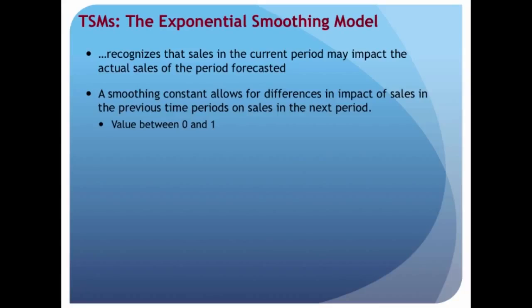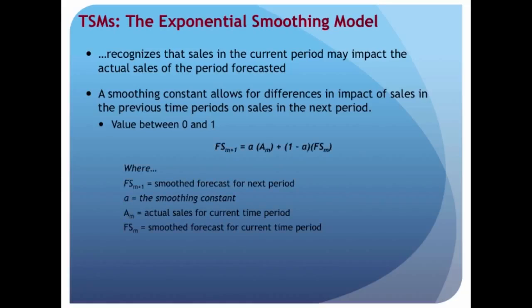The formula for the exponential smoothing model is Fs sub m plus 1 equals alpha times A sub m plus 1 minus alpha times Fs sub m, where Fs sub m plus 1 is a smoothed forecast for next period, alpha is a smoothing constant, A sub m are actual sales for the current time period, and Fs sub m is a smoothed forecast for the current time period.